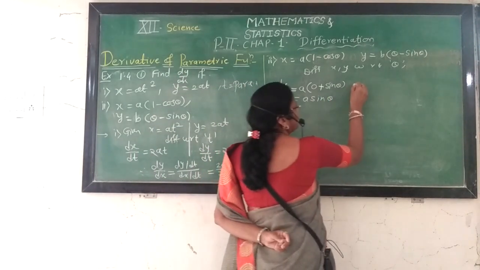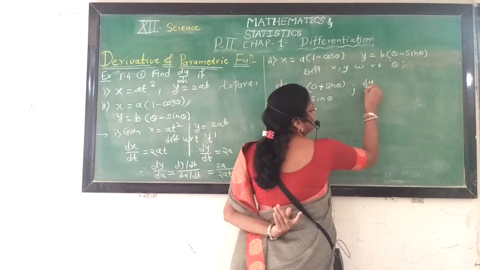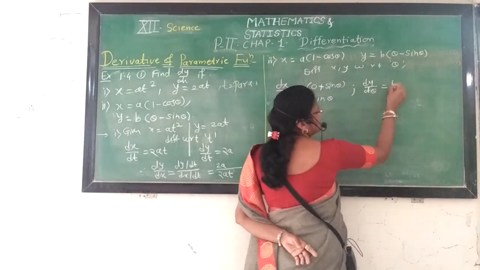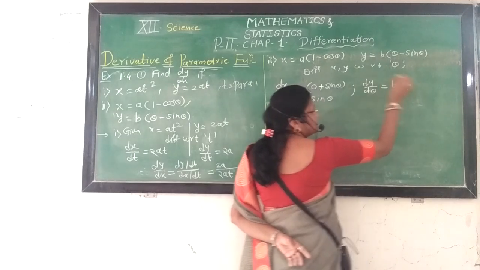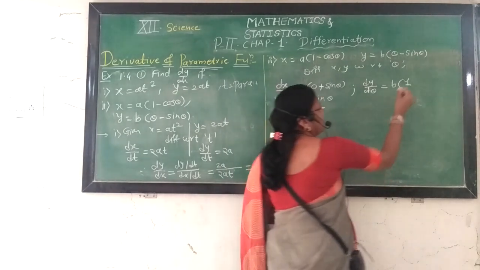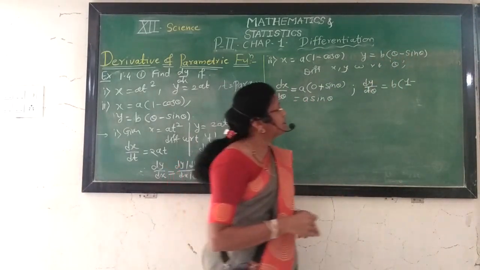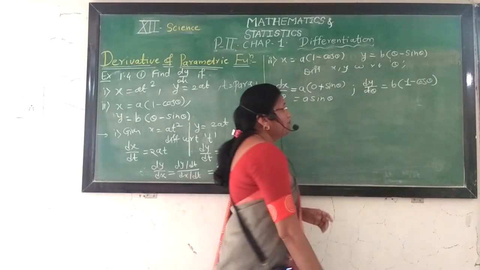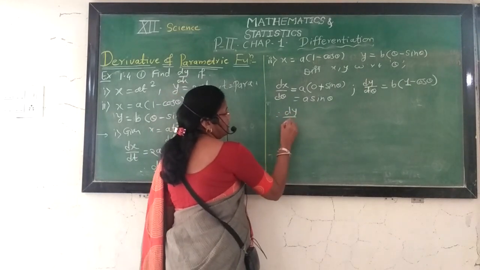Now for y, the derivative of y with respect to theta, dy by d theta. Again take b as constant. The derivative of theta with respect to theta, d theta by d theta, becomes 1. Next, minus, again find the derivative of sin theta. The derivative of sin theta with respect to theta is cos theta. So we get b into 1 minus cos theta for dy by d theta.